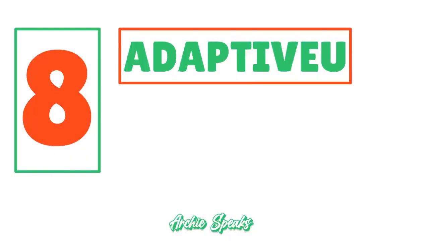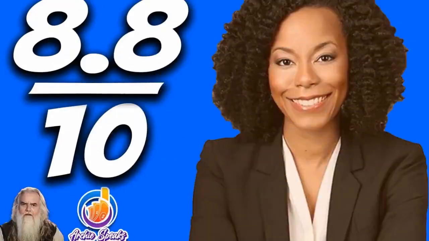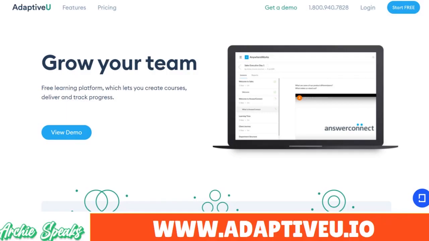Number 8, you have AdaptiveU, our score, 8.8 over 10. AdaptiveU is actually a course creator software that allows you to create simple lessons and combine them into courses. So the flexibility is there right off the bat.